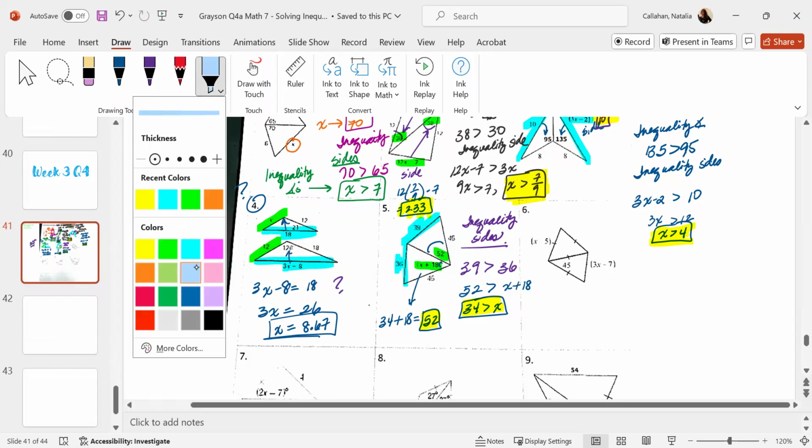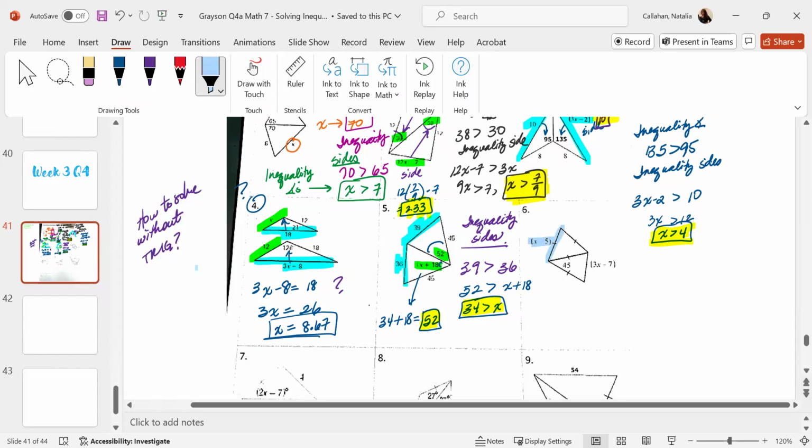Alright, looking at this one here, this is a side. Is that x minus 5? No, it's x times 5. I think it's a minus, because if it's a times, it will be 5x. Does that make sense? This side right here is right here. Do you see that? The two sides? Okay.